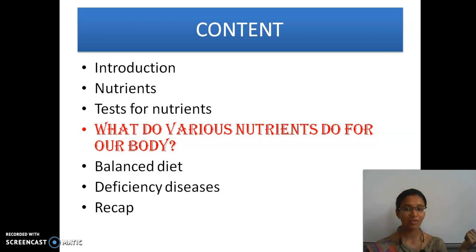Why? Because various food substances contain various components, and these components have different types of nutrients. So eating one type of food is not enough to fulfill our energy requirement. So there is a need for different types of food and different types of nutrients. Now we will see what various nutrients do for our body. Then in the next class we will be seeing balanced diet, deficiency diseases, and then a recap of the whole lesson. Okay, shall we go?